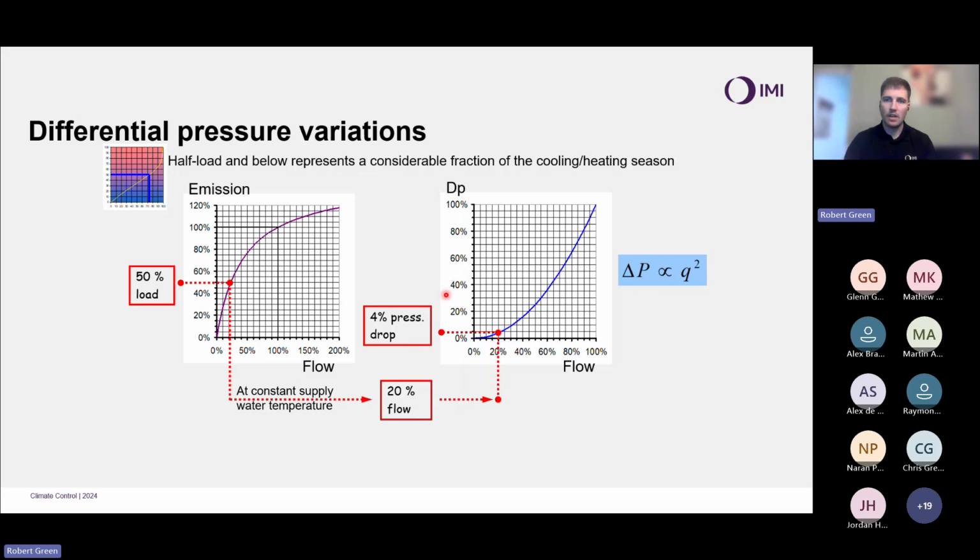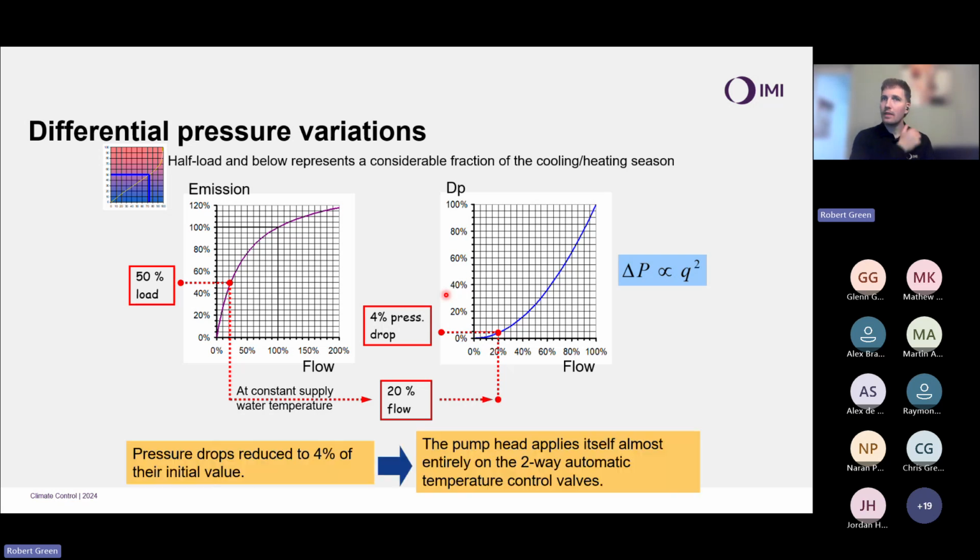And conversely now, if we only have 20% of the flow, we only have 4% of the pressure drops in the system. So if we imagine a manually balanced system where we had set a static point and we'd set every valve in the system to remove an amount of differential pressure, there is only going to be, for 80% of the year, 4% of those pressure drops throughout the system. So what that means in general is that the pump head, if we're running a constant head pump, is going to apply itself almost entirely on the two-way automatic control valves.